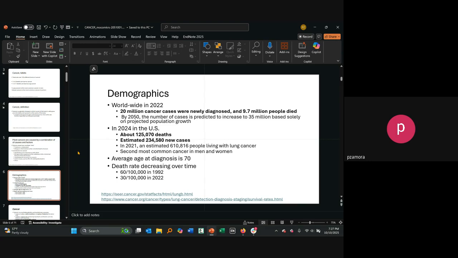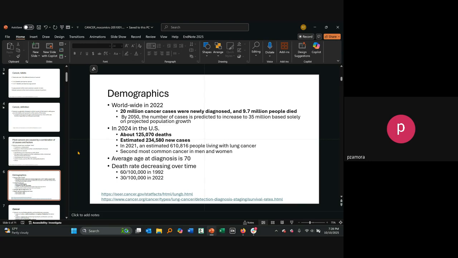By 2050, the number of cases is predicted to increase substantially based solely on population growth. In 2004, in the US, there were about 125,000 deaths and almost 250,000 new cases just in that one year alone in the US. On average, the diagnosis age is around 70 years old.